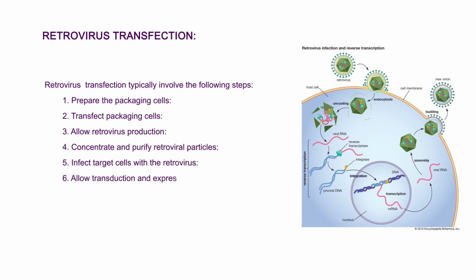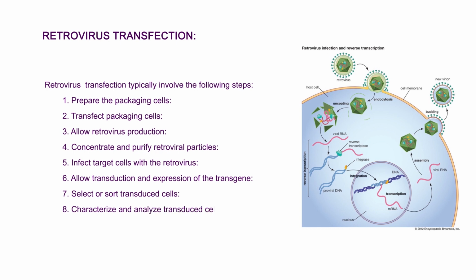The first step involved in the retrovirus technique is preparation of packaging cells. Packaging cells that produce the retroviral particles are typically used. These cells are engineered to express all necessary viral proteins, but lack the viral genome. Common packaging cell lines include HEK293T and Phoenix cells, after which the packaging cells are transfected.